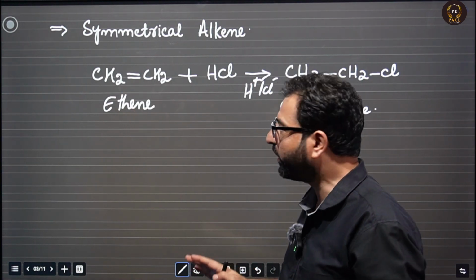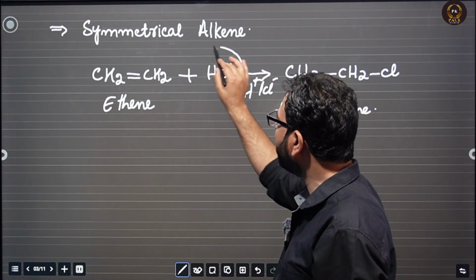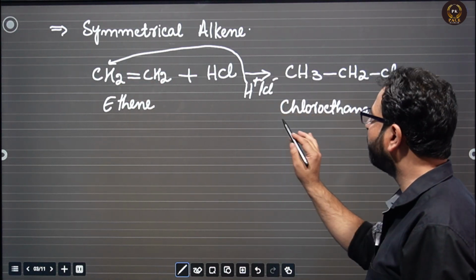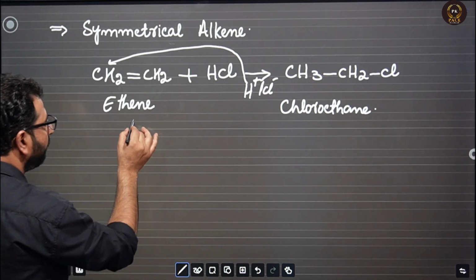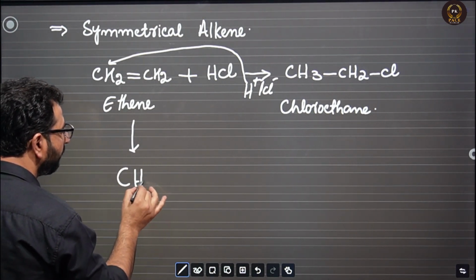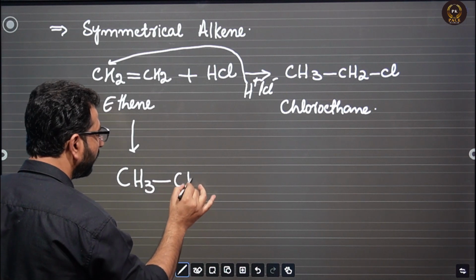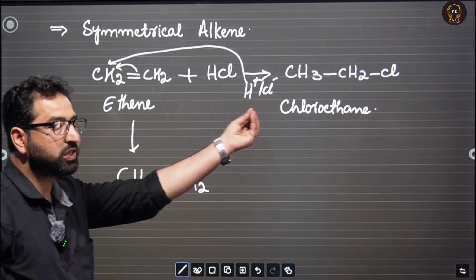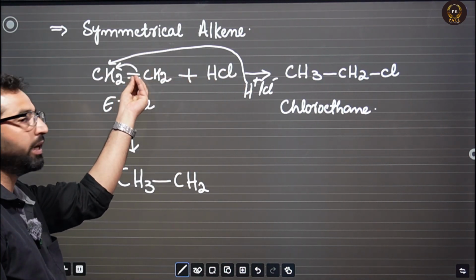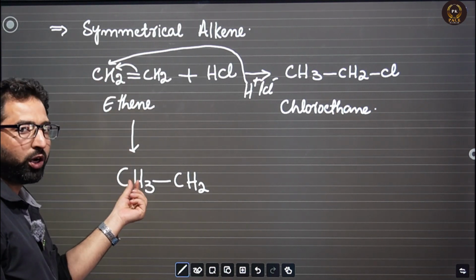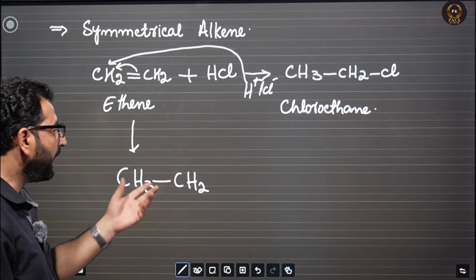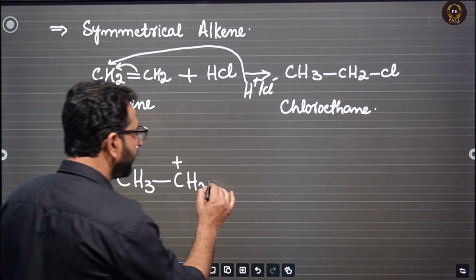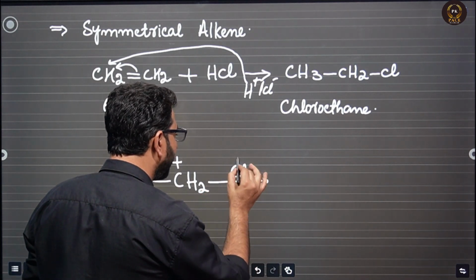There's an equal probability. If the hydrogen attacks this carbon, it will form CH3, and this double bond will break down and form a bond with the hydrogen. We get CH3 and a carbocation is generated here. When this carbocation gets generated, then Cl negative will attack on this carbon.